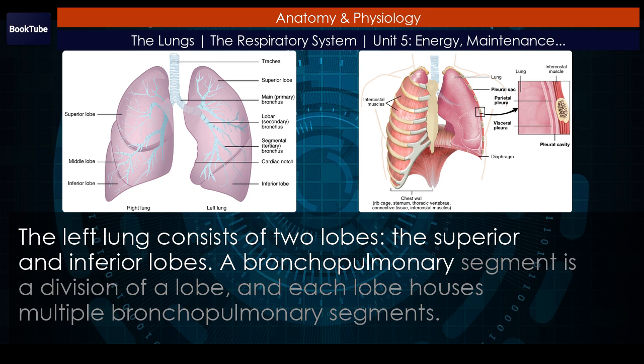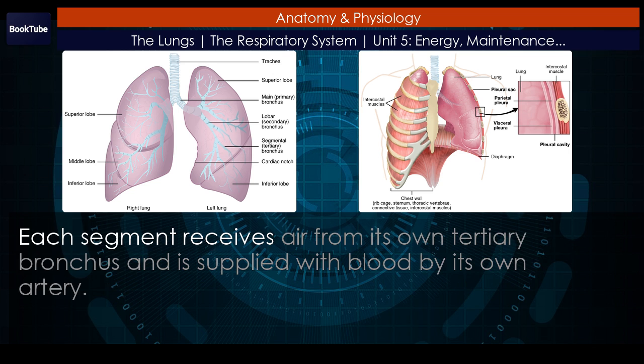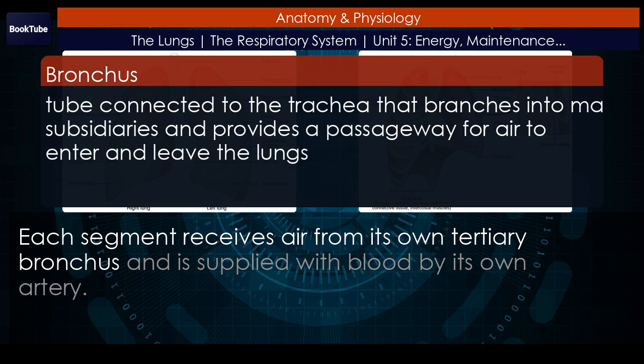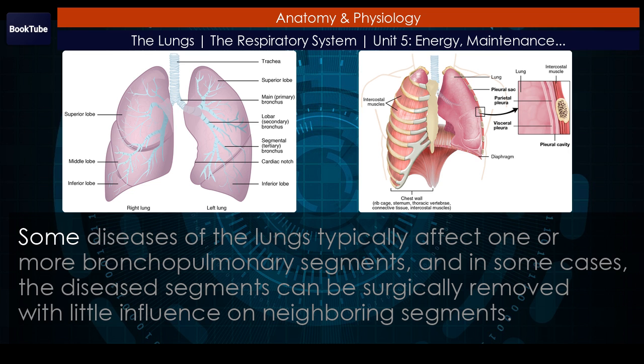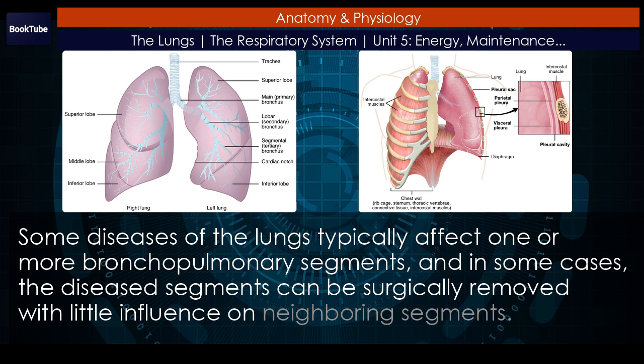A bronchopulmonary segment is a division of a lobe, and each lobe houses multiple bronchopulmonary segments. Each segment receives air from its own tertiary bronchus and is supplied with blood by its own artery. Some diseases of the lungs typically affect one or more bronchopulmonary segments, and in some cases, the diseased segments can be surgically removed with little influence on neighboring segments.